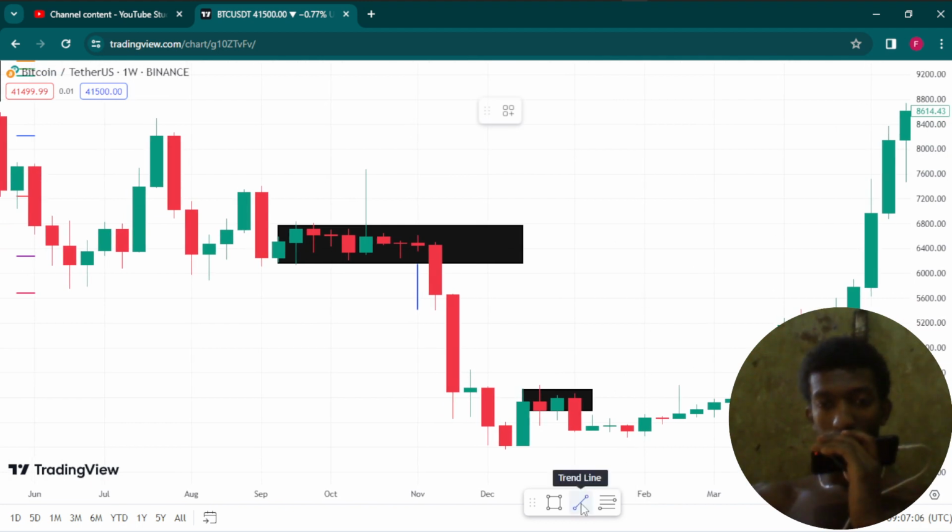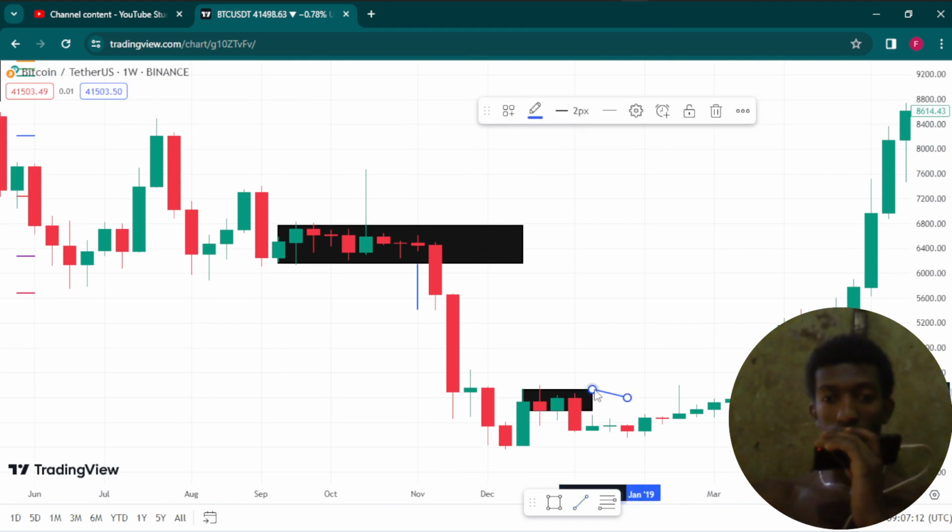Let us measure our TP. We could have an intraday sell right at the third candle. Right there. TP will be up there, a little bit down.